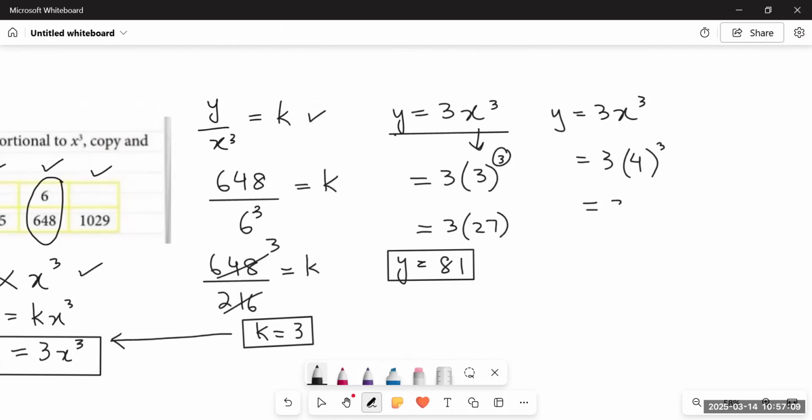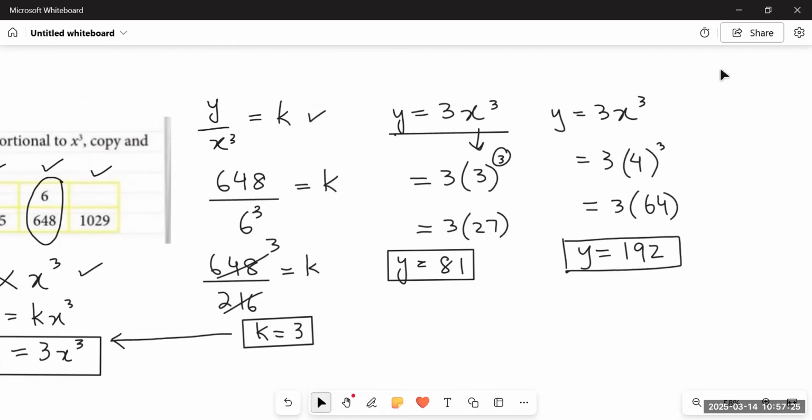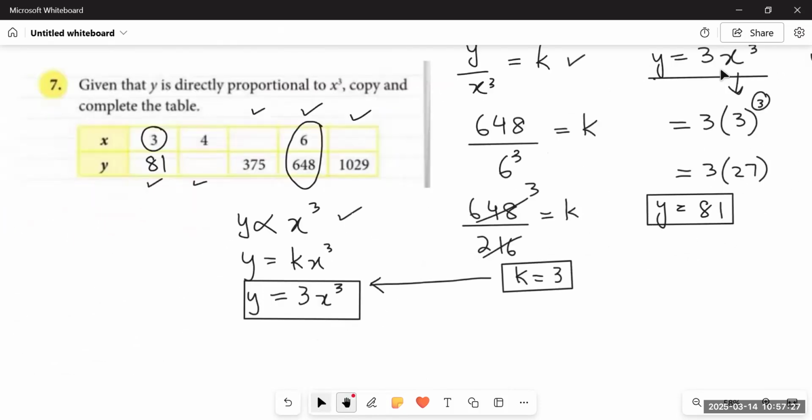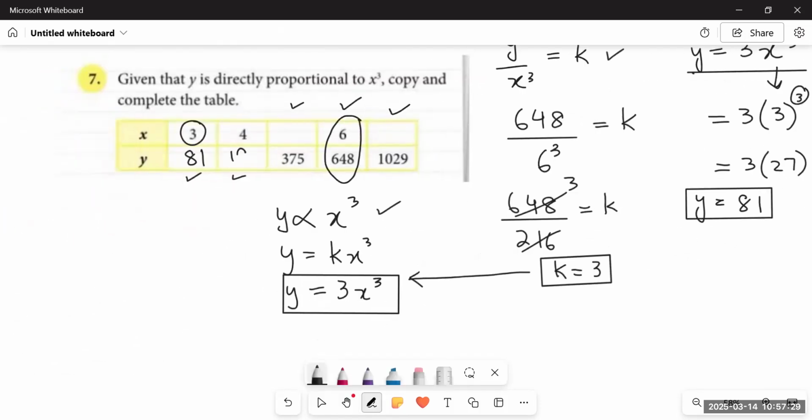4 4s are 16. 16 4s are 64. Now we will multiply 64 with 3. So the answer would be 192. You see what we are doing? We are just substituting the values of x because we are provided with the values of x and finding the values of corresponding y. So it would be 192.